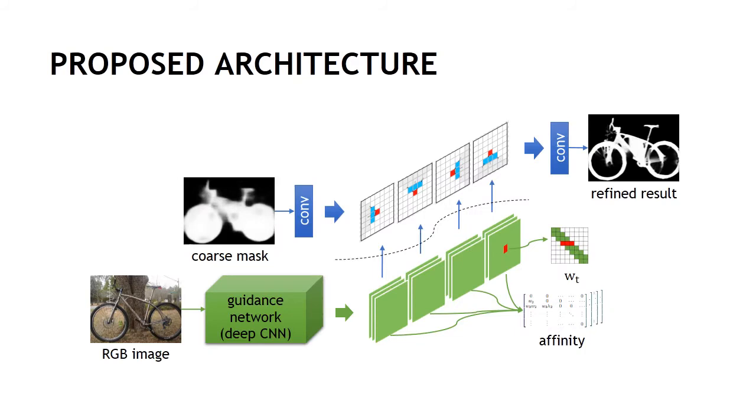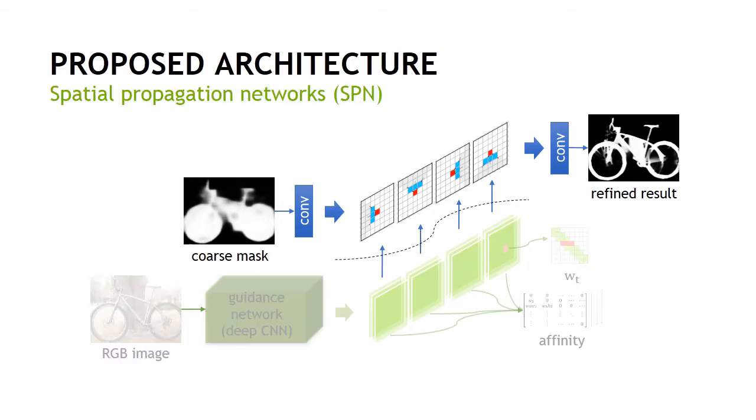The proposed architecture contains two parts. The upper part is a propagation module that takes any coarse probability map as an input and outputs a refined result. The lower part is a guidance network that outputs the affinity matrix, which guides the propagation in the upper part. We propose a three-way connected module, namely the spatial propagation network.